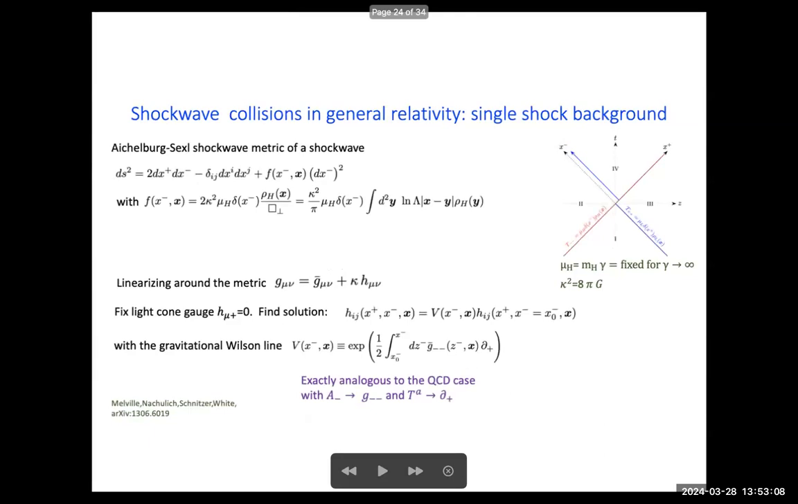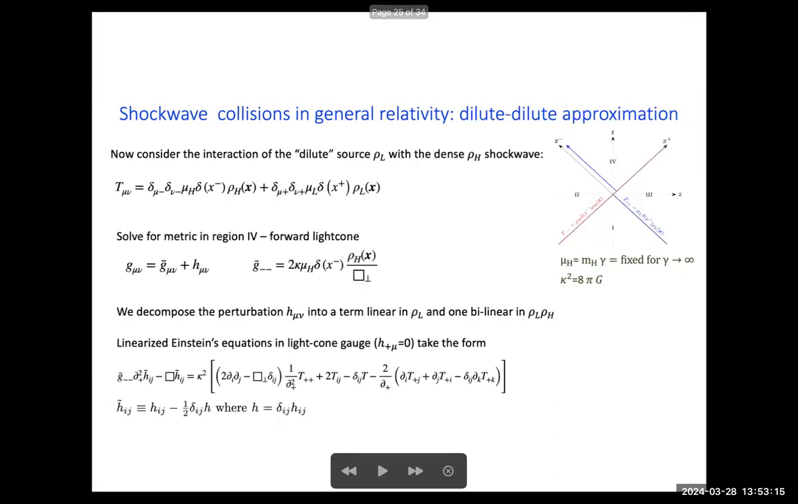So you have this B plus factor here, and that's nothing but the Shapiro time delay. So you can actually solve Einstein's equations around this background. You can linearize it, compute in light cone gauge, and you get such an interesting solution here. So this looks like a wave equation, which is then sourced by these additional terms.